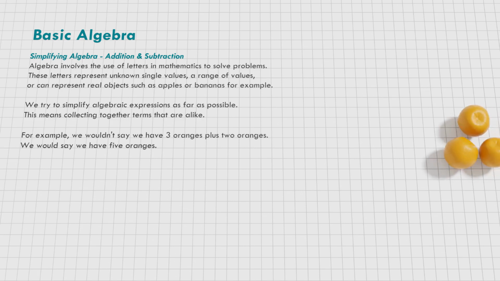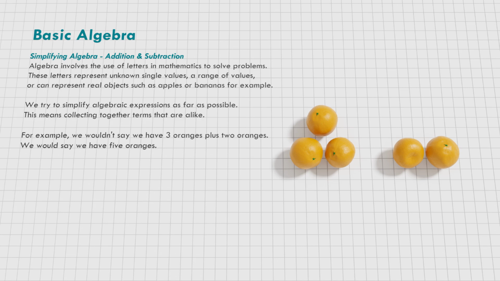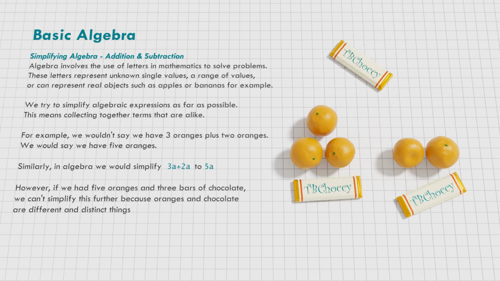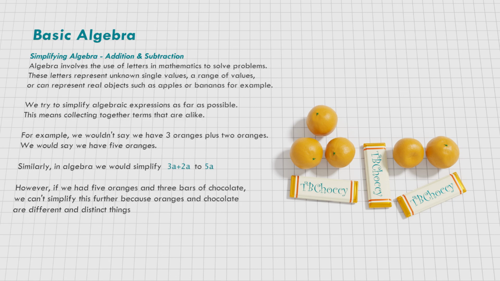For example, we wouldn't say we had 3 oranges plus 2 oranges, we would say we have 5 oranges. Similarly, in algebra, we would simplify 3a plus 2a to 5a. However, if we had 5 oranges and 3 bars of chocolate, we can't simplify this further because oranges and chocolate are different and distinct things. In algebra, we cannot simplify 5a plus 3b any further when using addition or subtraction. The result is 5a plus 3b.